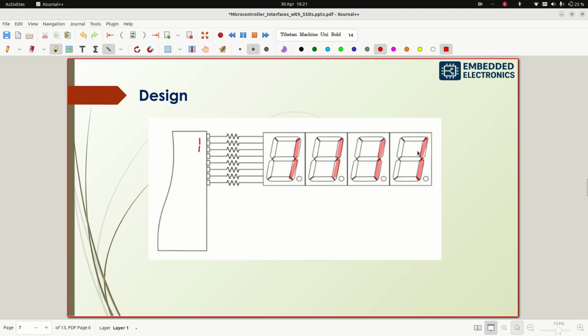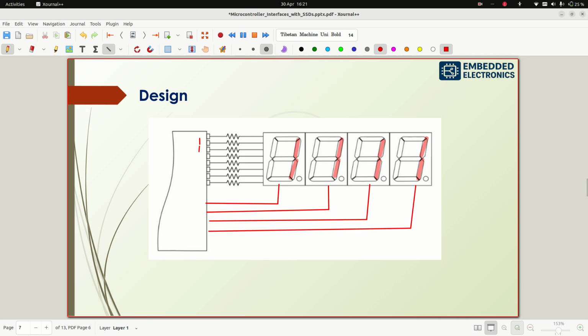So what we need to do to print different numbers? To avoid this, we use control lines. For this SSD we have one control line, and for this also we have a control line. Similarly we have control lines for this and this and this. So here we have 4 control lines.